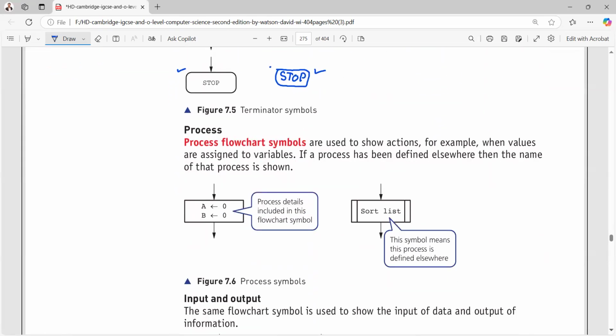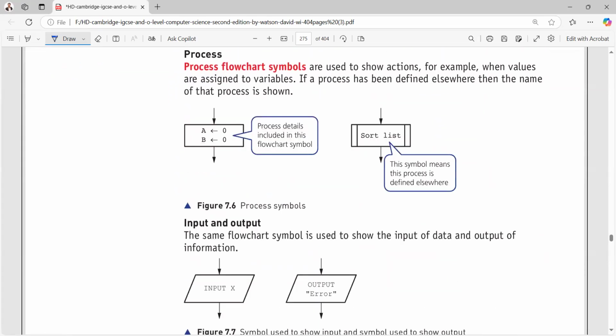Then the second part is your process. That means that if you want to show some actions, or assign some values to a variable, maybe like if I want to assign X the value of 14, or assign my student age to 0, I am going to use this symbol, this rectangle, which basically defines your process.